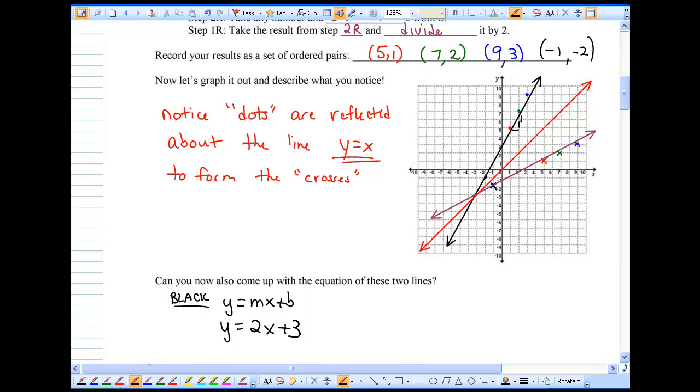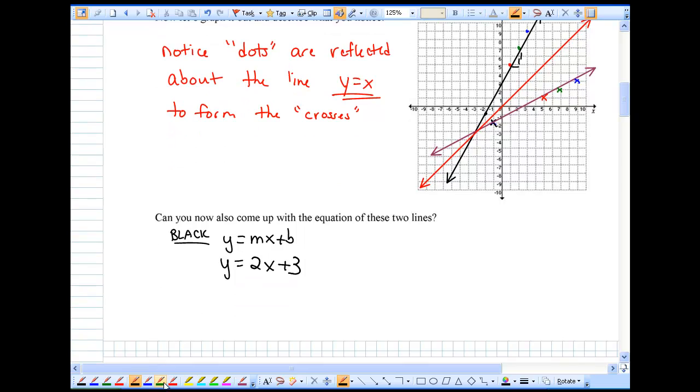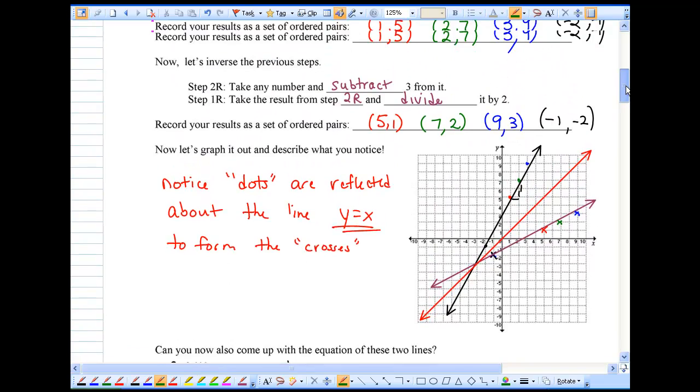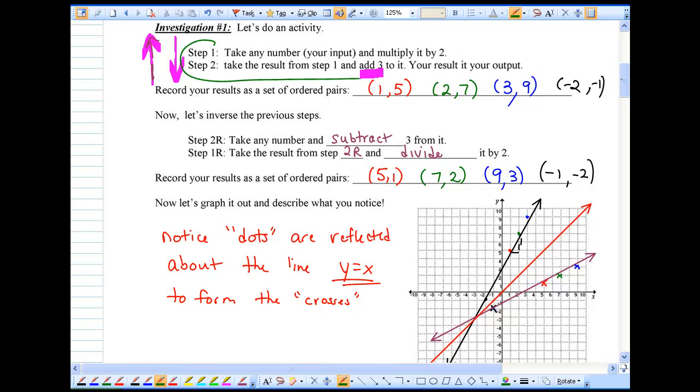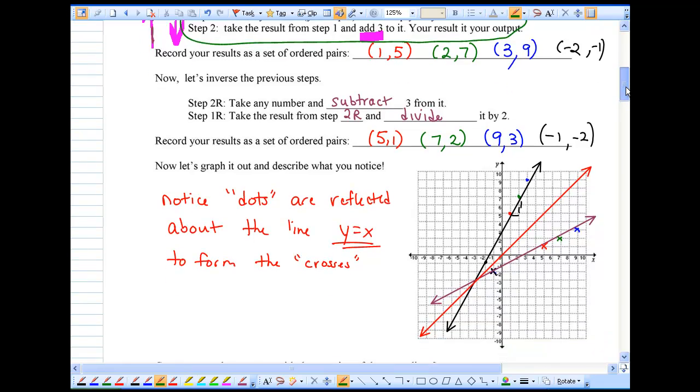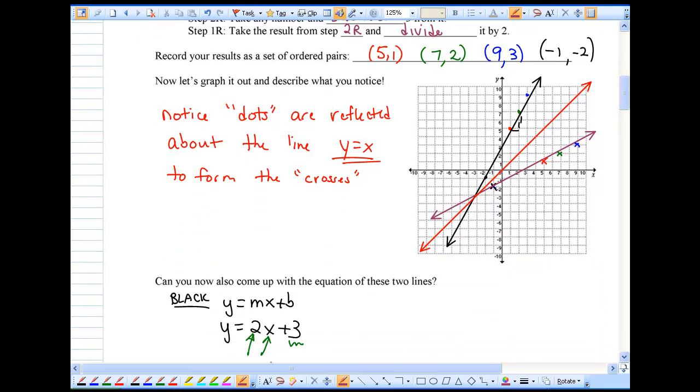What does this mean? Take a number, let's call it your input, and multiply it by 2. Then with your result, add 3. Wait a minute, didn't I just say these things right here? Yes, I did.